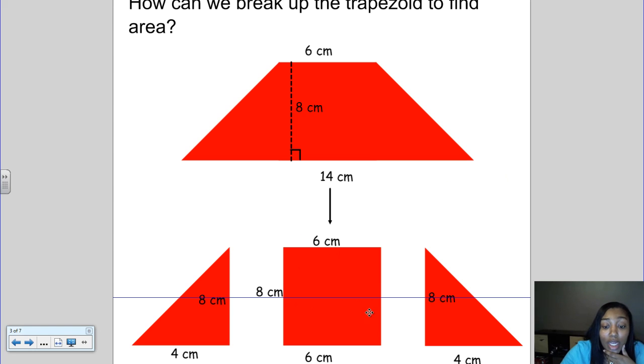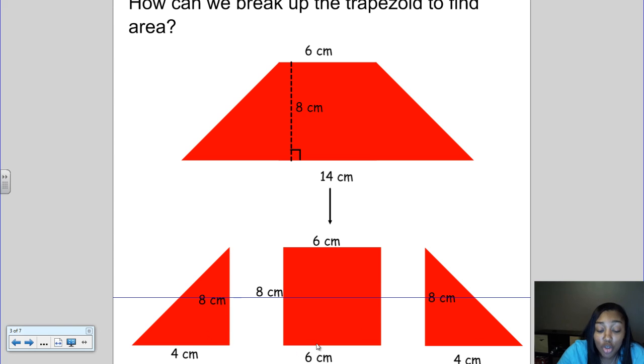When I break it into parts, I notice that the rectangle is going to have the same top and the same bottom. So that means that the top of the rectangle is 6 centimeters. The bottom has to also be 6 centimeters. If the bottom of the rectangle is 6 centimeters, that means out of the 14 centimeters, 6 of it is going with the rectangle, which means the other 8 has to go with the triangles.